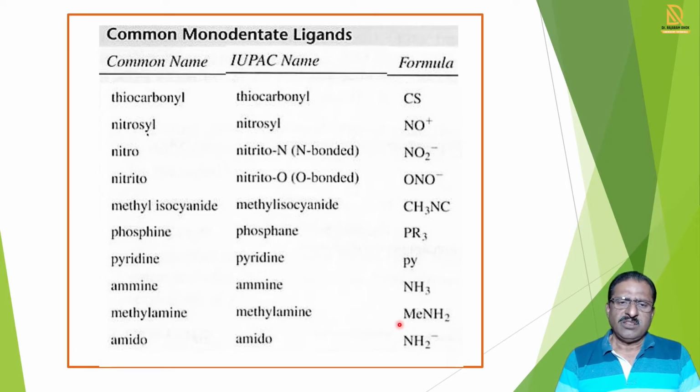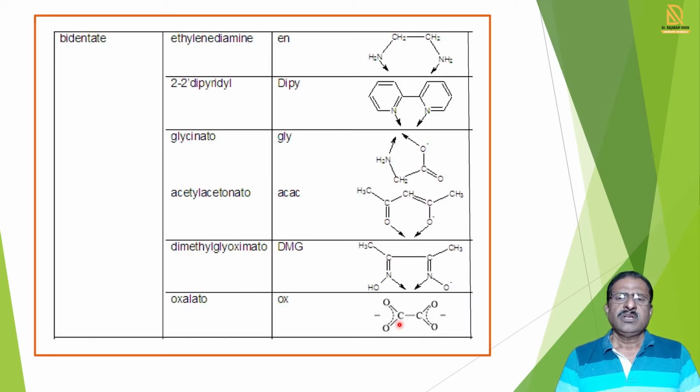So these are some common examples of monodentate ligands. With this, there are some other ligands, that is the polydentate ligands. And in the polydentate ligands, first is the bidentate ligand. In bidentate ligands, there are so many examples.